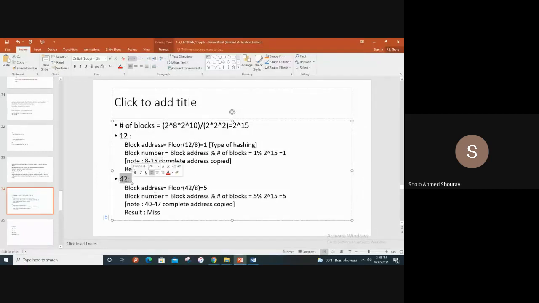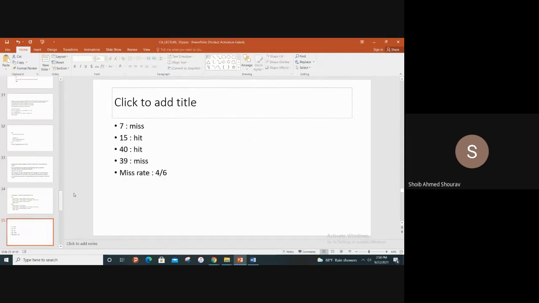Now for 42, okay. For 42, what will happen? Again, 42 divided by 8 is 5. Block number will be 5 mod 2 to the power 15, which is 5. Addresses copied will be 40 to 47. Then it is a miss as well, because there is no 42 in the memory. So it is a miss.